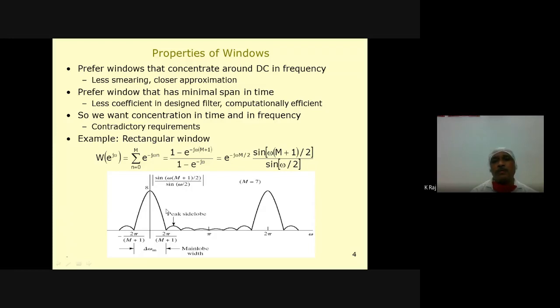It has the main lobe, the first one lying from minus 2 pi by M plus 1 to 2 pi by M plus 1. This is considered as the main lobe width here. And the first side lobe is named the peak side lobe here. Particularly for this one, M is considered 7. We will get the peaks here. How many peaks are there here? M is considered as 7 here.